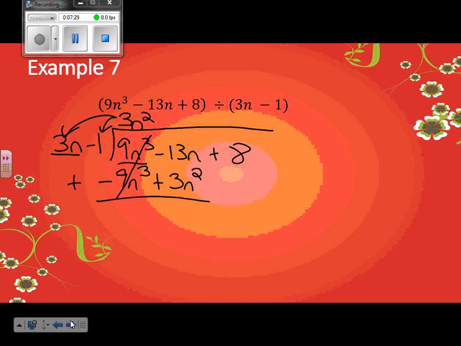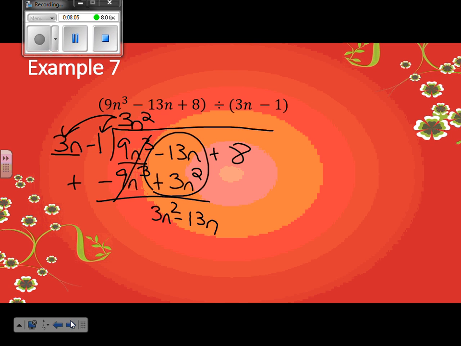These will cancel. What do you do here? Can you add those? No, they do not match. So here's your commercial. I need a commercial. All right, here we go. So which one do we bring down first? The highest power. So 3n squared comes first, and then comes negative 3n.